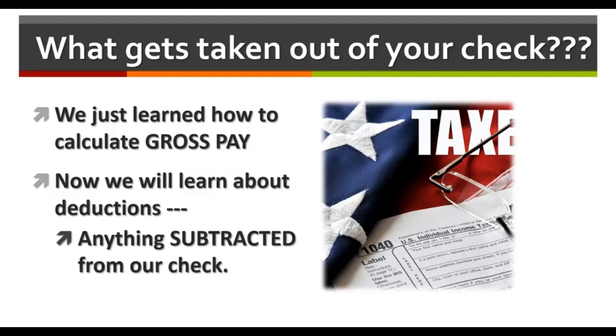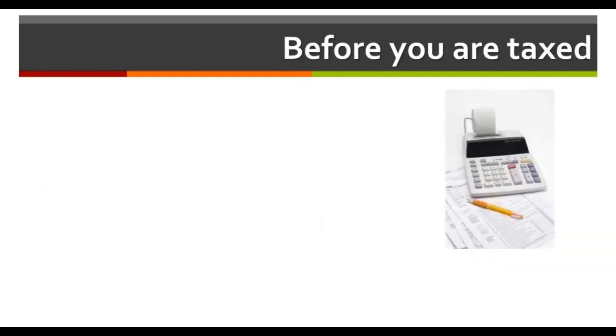So deductions are anything that is subtracted from our paycheck, right? If you deduct something, you are subtracting it. So anytime we're talking about deductions, we're talking about subtractions from our paycheck, something that lowers the amount of our paycheck. There are two types of deductions: pre-tax deductions, and then the actual tax deductions.